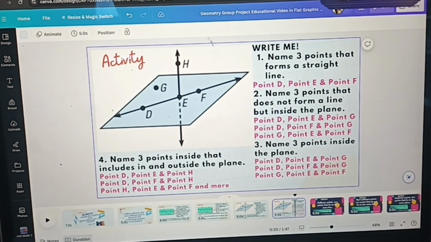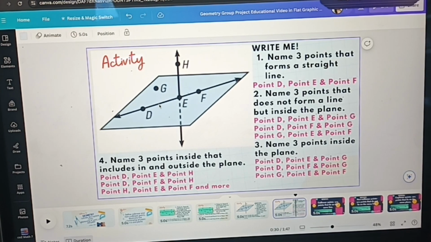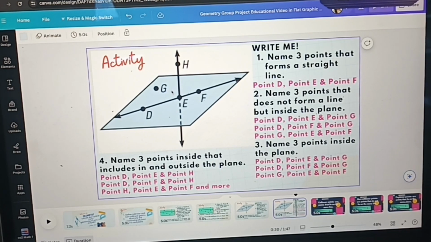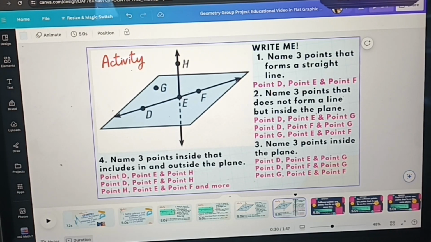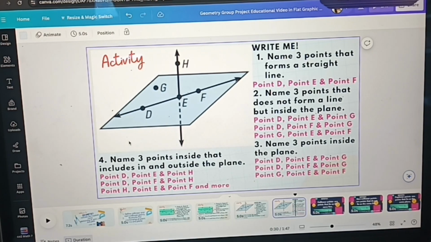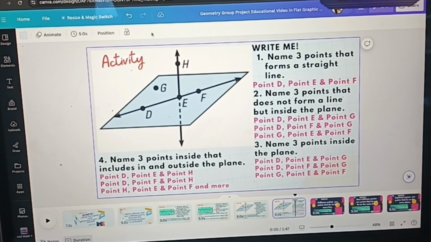Okay, number 4. Name 3 points that include points inside and outside the plane. So you need to name a combination of points located inside this plane, then you are going to include the point H, which is outside your plane. We have point D, point E, point H. We have also point F, point H, and point D. We have also point H, point E, point F, and more, as long as you include the H in this given activity.